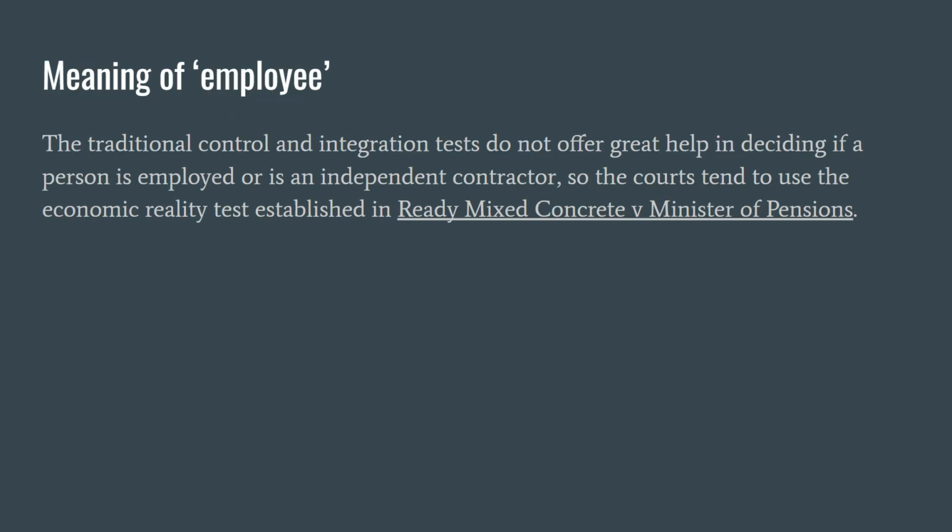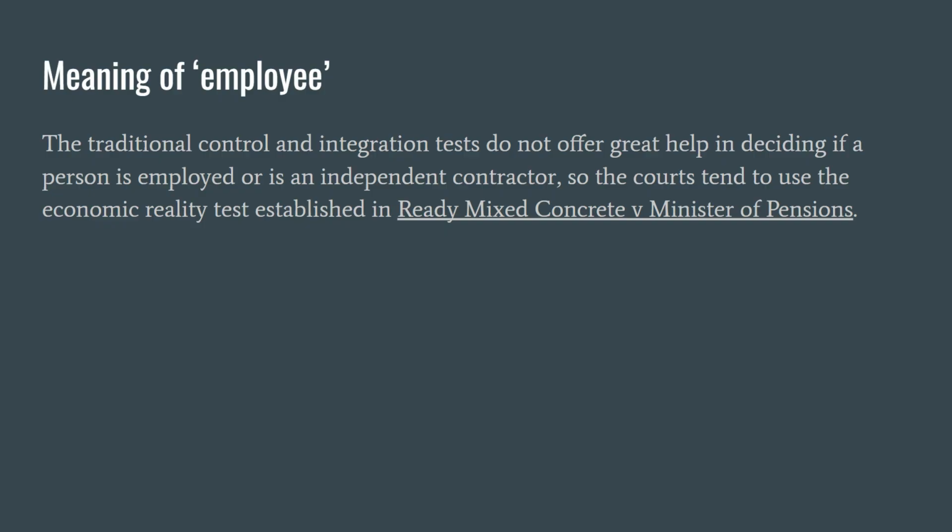Now, traditionally, the courts use tests like control. Did the employer have control over the employee? Or they used an integration test. Was the employee integrated into the employer's business? But on their own, it's felt that they weren't the greatest of help in deciding if someone is employed or if they are an independent contractor. And bear in mind that an independent contractor is sometimes called someone who is self-employed. The words are used interchangeably.